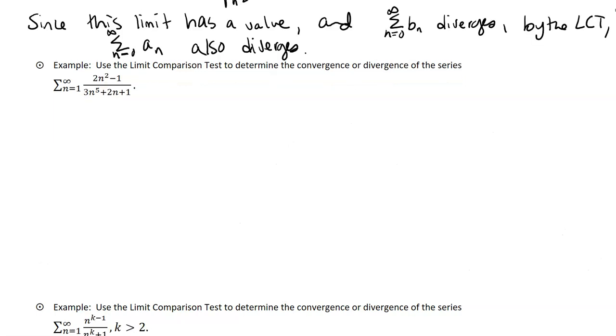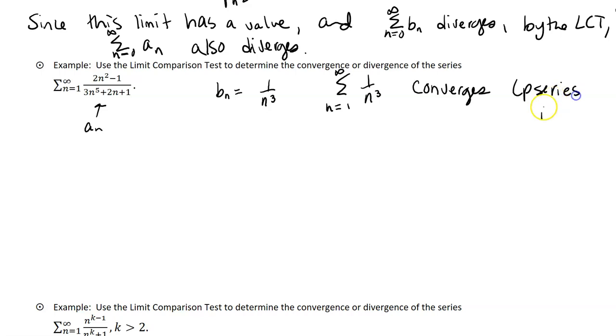For this one, my a sub n is going to be a rational function, and I noticed that the difference in powers between the top and the bottom is that the bottom is 3 degrees higher than the top. So I'm going to let b sub n be 1 over n cubed. And the sum from 1 to infinity, and I'm just using the one that we started with. If it started with 0, like in the previous one, you can use 0, of 1 over n cubed is going to converge because this is a p series with p equals 3. So that's all you need for that.